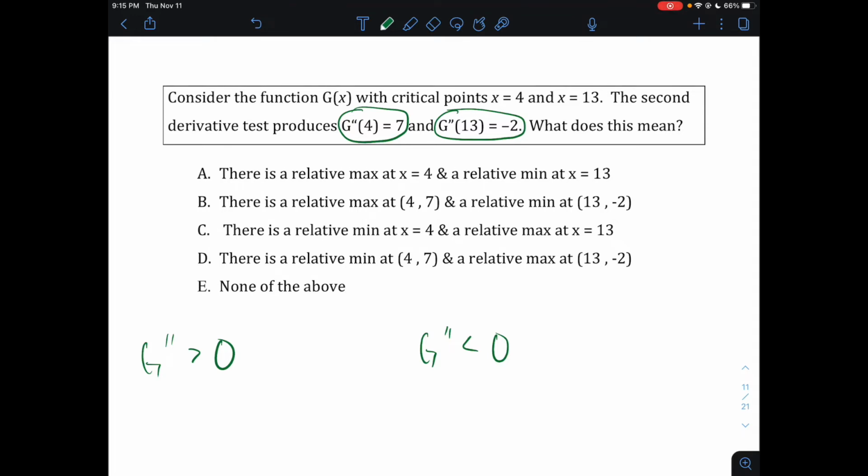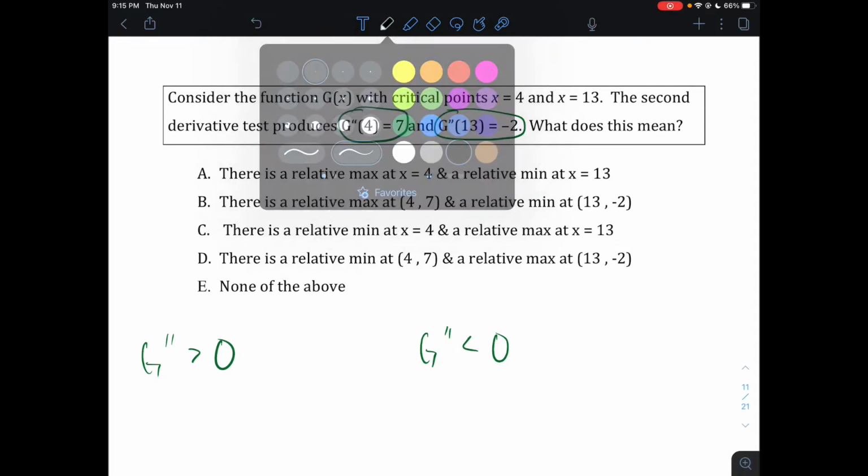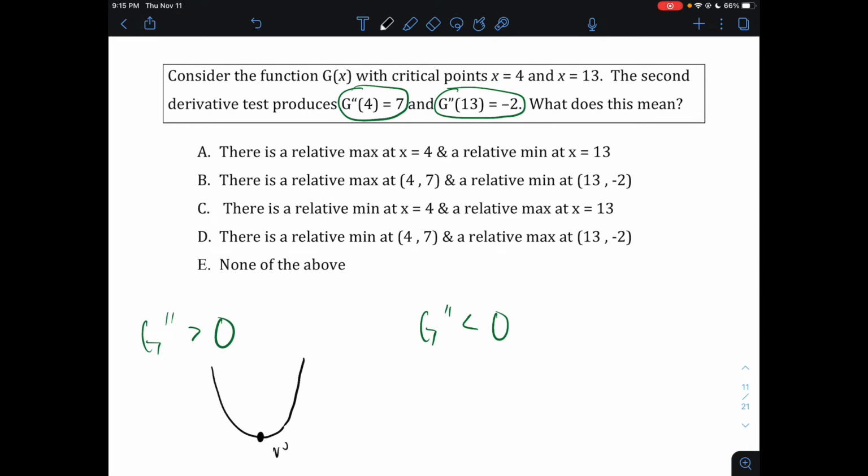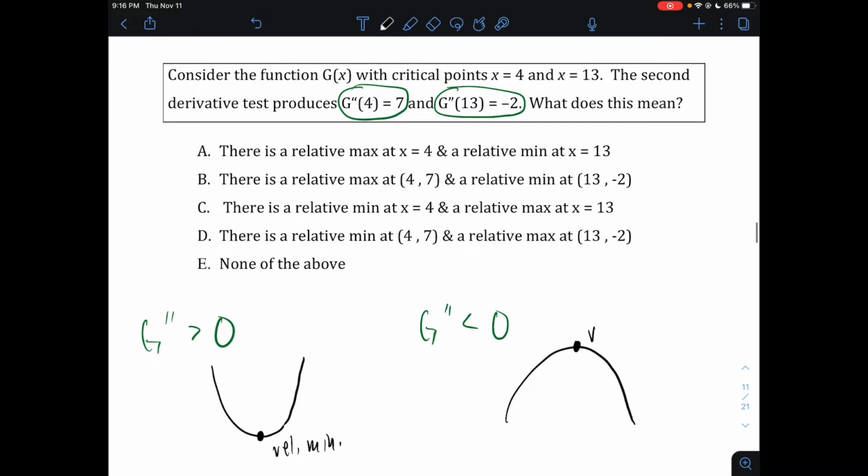And so what I would remind you of with this is how this relates to concavity. With g double prime being greater than 0, that's talking about concave up. What's at the bottom of something that's concave up? That would be a relative min. And then if your second derivative is negative, that's concave down, that would give you a relative max at that critical point.